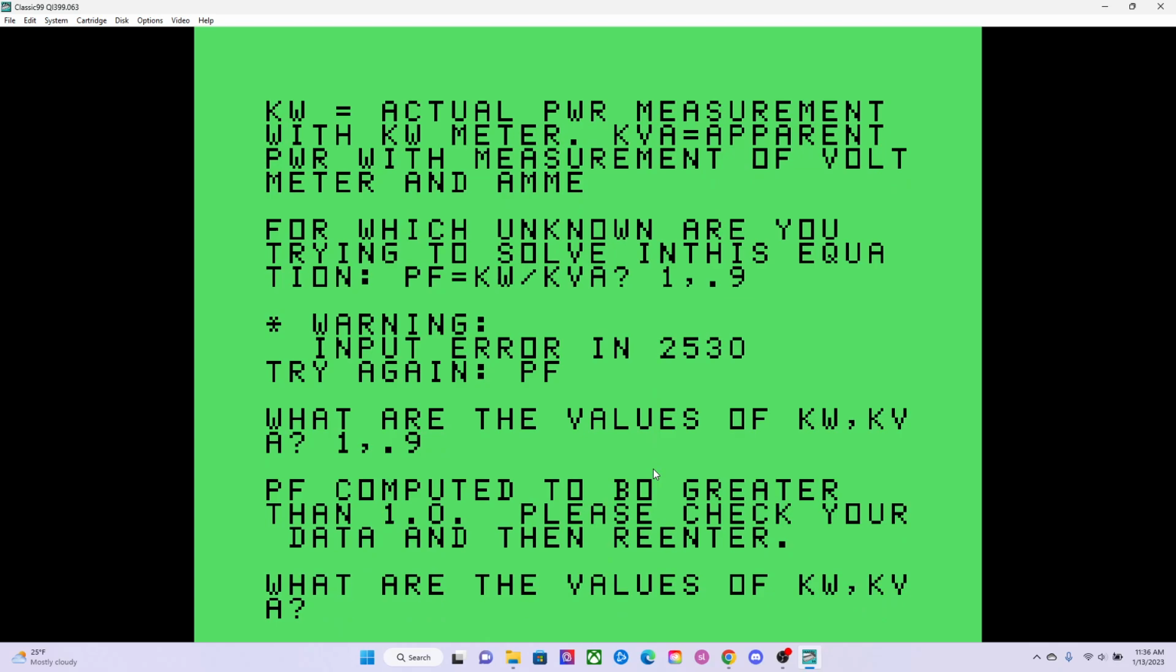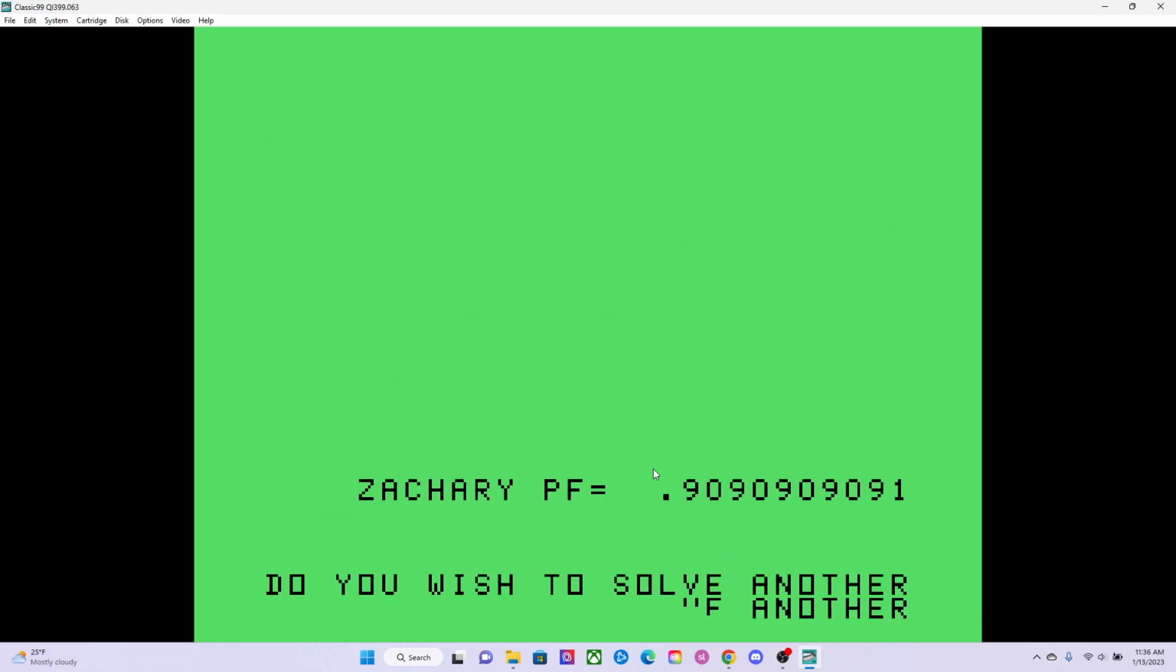Power factor computed to be greater than 1.0. Please check your data and then re-enter. Okay, so maybe we have that backwards. Maybe we have, out of a kilowatt meter, 1 kilowatt, but we're actually using 1.1 kilowatts. Ah, that makes sense. The power factor would be 0.909090 repeating.